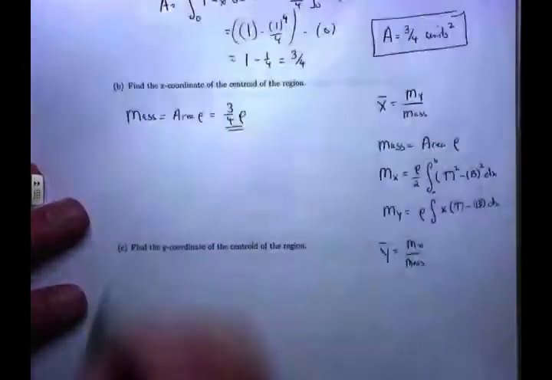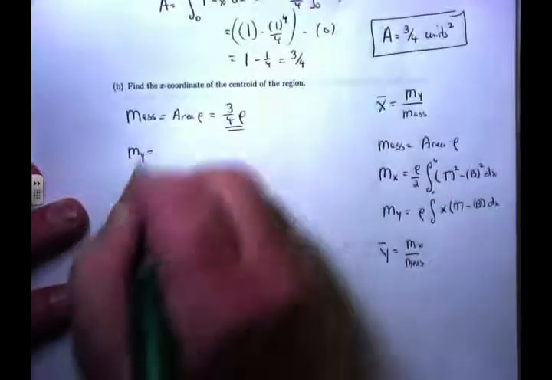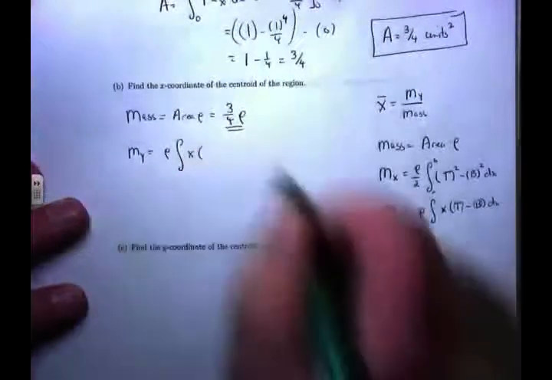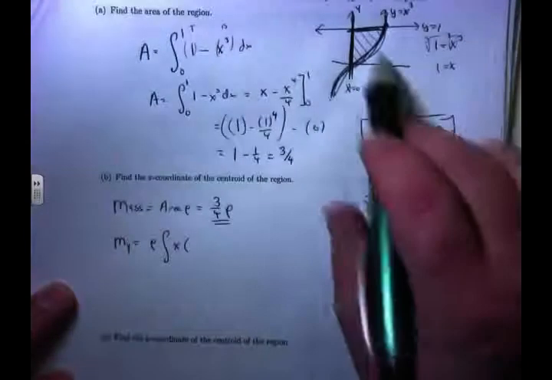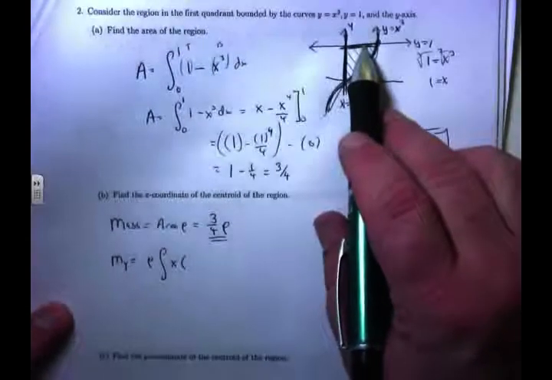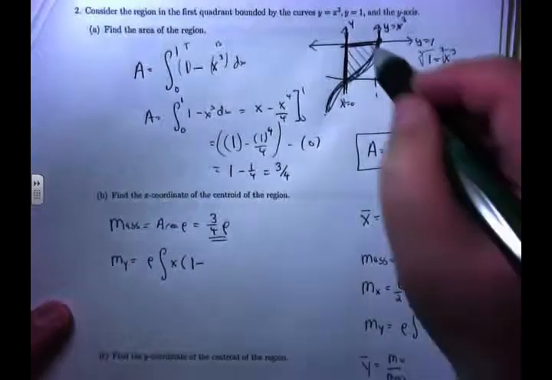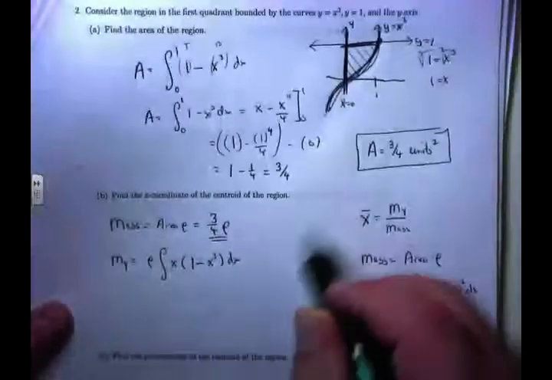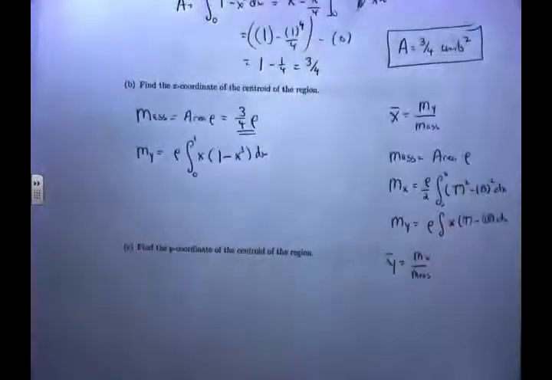3/4 rho. So now all I have to do to get the x coordinate, remind you, is take the moment about the y, which would be rho times the integral of x times my top function. So I'm using this form right here. The top function of my region. Here's my region. What's on top of this thing? y equals 1 minus the bottom. What defines the bottom part of this region was the x cubed dx over my bounds from 0 to 1. Does that make sense? Okay.